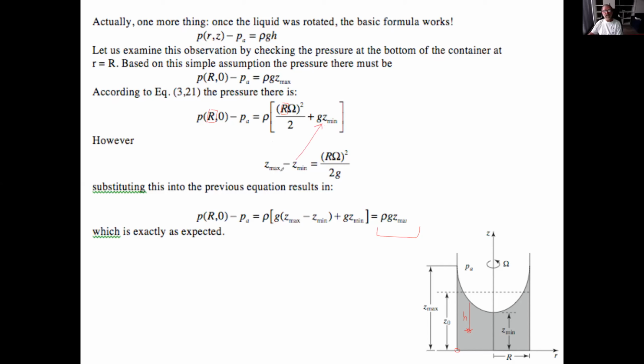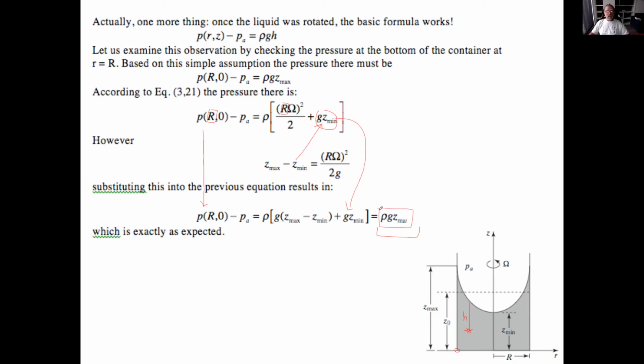Okay, because you already have the relation between the two. And let's see, so we take this one, same equation. Instead of R omega squared, we substitute G over Z max minus Z minimum, and then this term remains. This term remains, and then it comes out exactly like predicted.